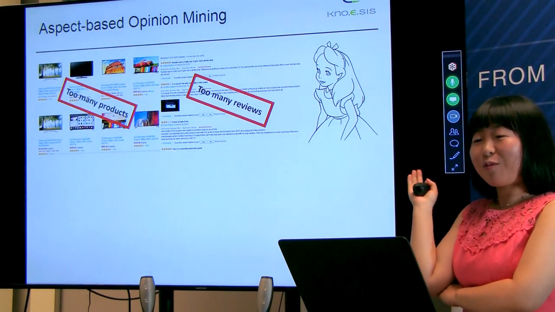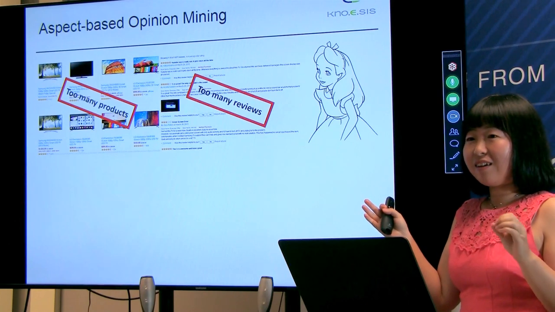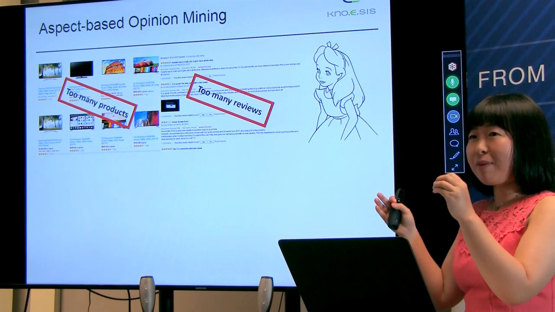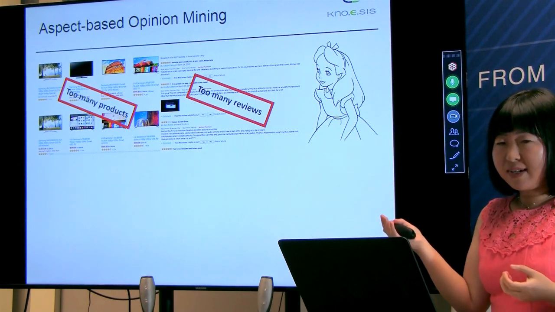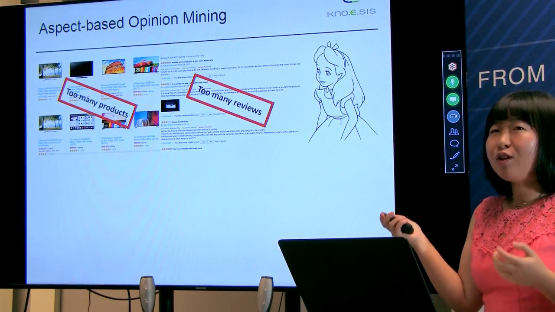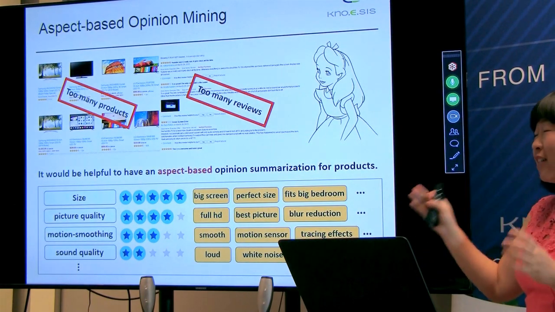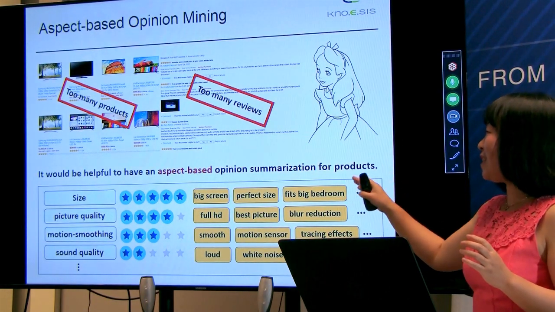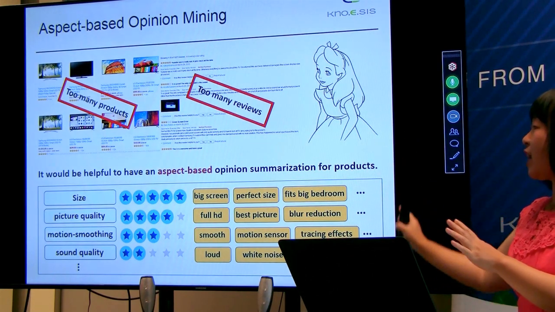So she went to Amazon to study these different products, and also tried to do research by reading the reviews. But what she finds is that there are too many products and too many reviews to read. So she's wondering it would be really helpful if there were a spec-based opinion summarization for each TV product. If for each TV, we have this kind of summarization.